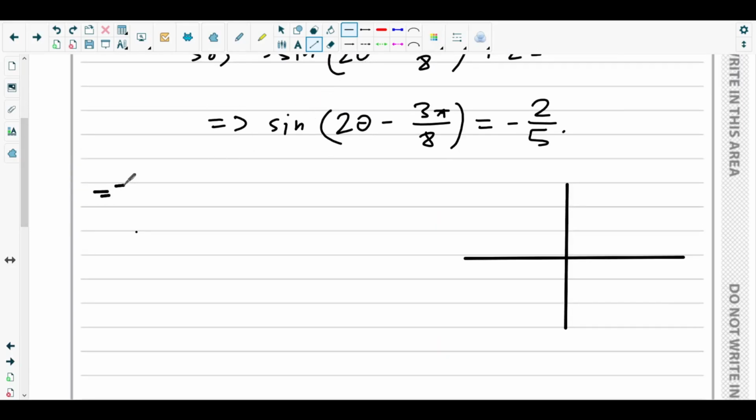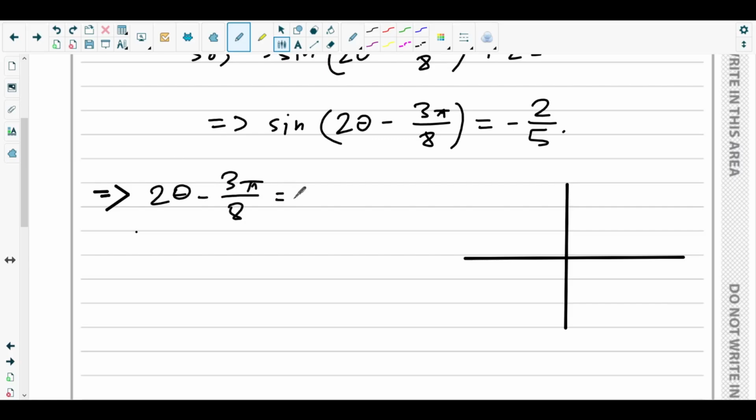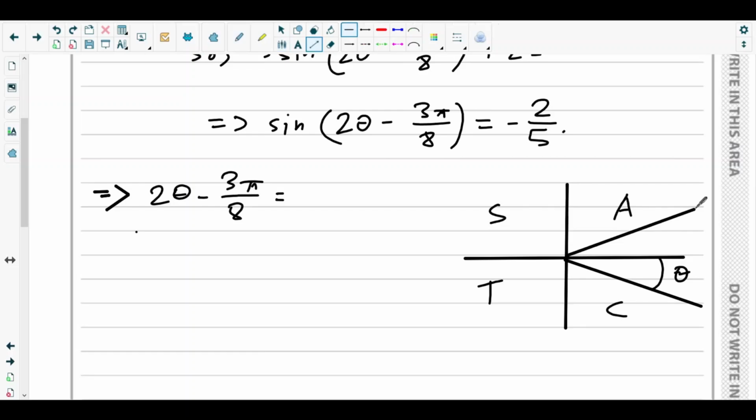So we need the CAST diagram now. For 2 theta minus 3 pi over 8, it's sine inverse of negative 2 over 5. Sine inverse of negative 2 over 5 is negative 0.411. So where does it lie? Because the value of sine theta is negative, and in the fourth quadrant sine theta is negative. This is basically the principal angle, if you consider the positive of this one.